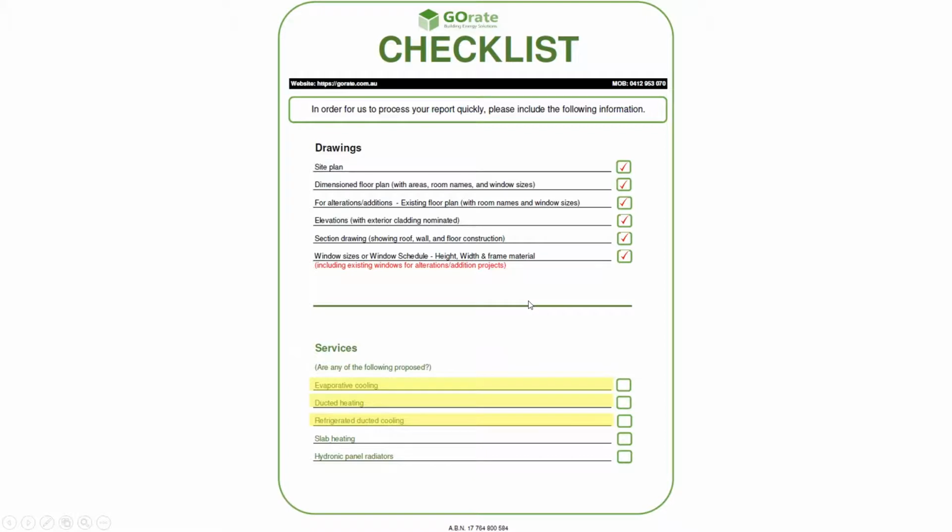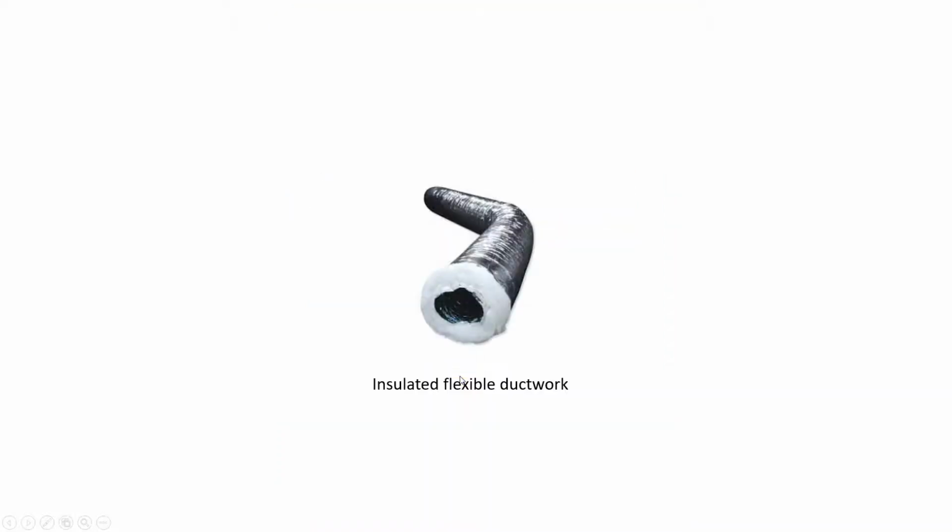So now we've done the building envelope, onto services. Now this is really relevant to what sort of heating and cooling you're putting into the house. The first three I've highlighted here are evaporative cooling, ducted heating, and refrigerated cooling. And this is really all about the insulation around the ductwork. So depending on what type you're putting in, there might be a different requirement for the insulation around the ductwork.